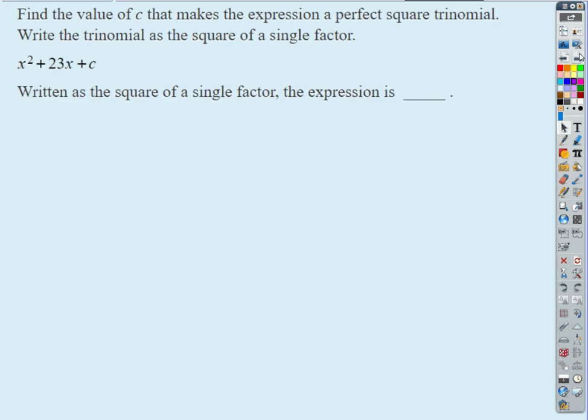Okay? This is saying essentially the same thing. Only this time they want us to skip down to the next step, and they want to know, what is this going to be if I write it, when I add c, whatever that is, on the right side, when I create my perfect square trinomial and I write it as a single factor squared, it's just x plus whatever the magic number is squared, right? Well, what is the magic number in this case?